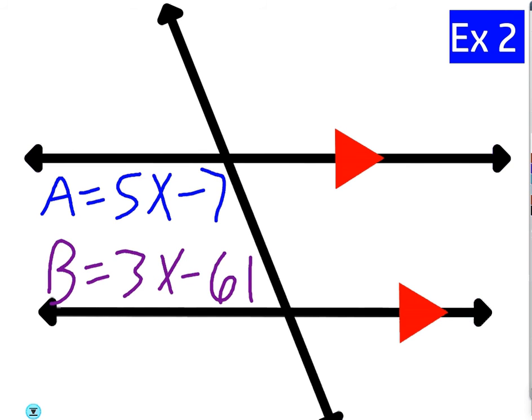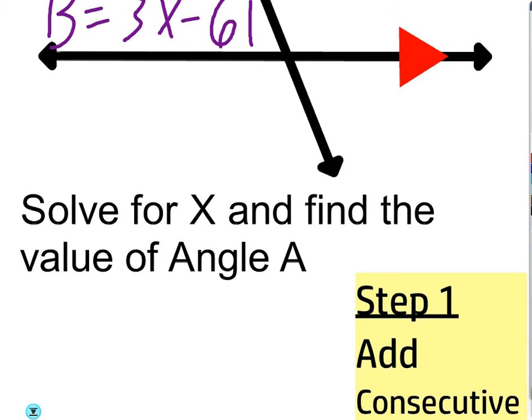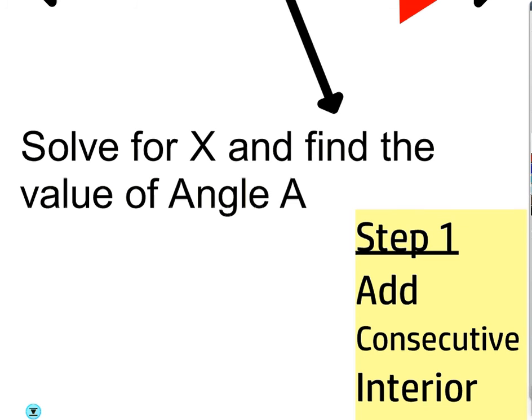Again, be careful because you could jump to conclusions and just set these equal to each other, but they're consecutive interior. Okay, and that's why we're spending a whole day on this, to get you to understand. All the other ones we did, you set them equal to each other, but consecutive interior, like she said, they add up to 180.